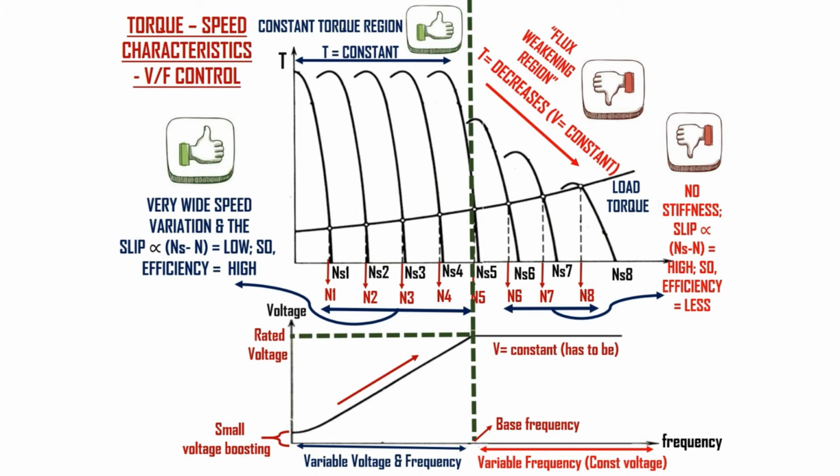Since the torque and flux are decreasing beyond the rated voltage or base frequency, the region is called the flux weakening region. Usually, we will operate the induction motor in this region when speed is the only desire for the motor.